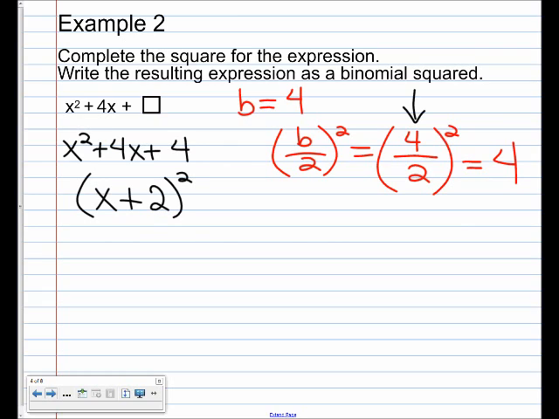So that is a skill you're going to need in order to complete the square. So adding b over 2 squared and then factoring. All right, so now all of this is well and good, but it doesn't actually help us solve the quadratic. So now I'm going to show you how we're going to use this way to solve a quadratic, to find what x is equal to.